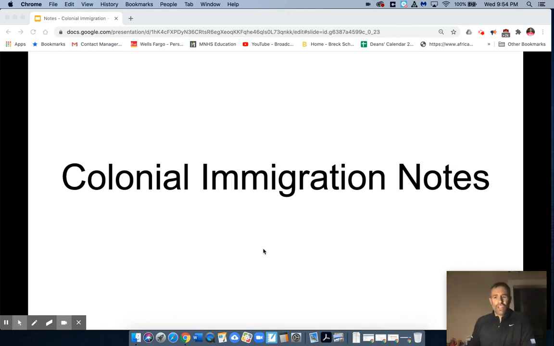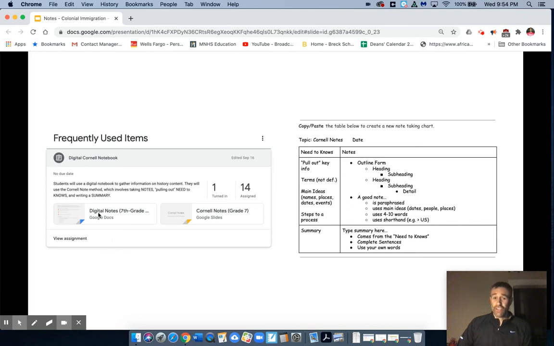Hello, these are the Colonial Immigration Notes, and this is what you're going to want to title it. That's your topic, and then put today's date. You can find your digital notes under the digital Cornell notes. It's right at the top of your classroom page. Once you get there, copy paste this template that we worked on together.